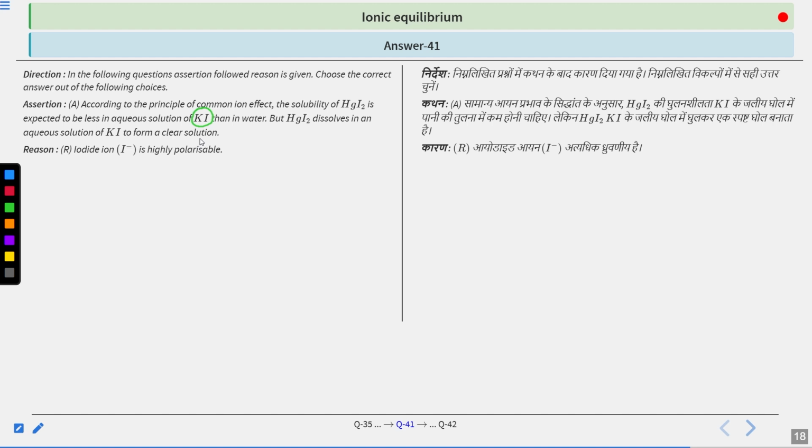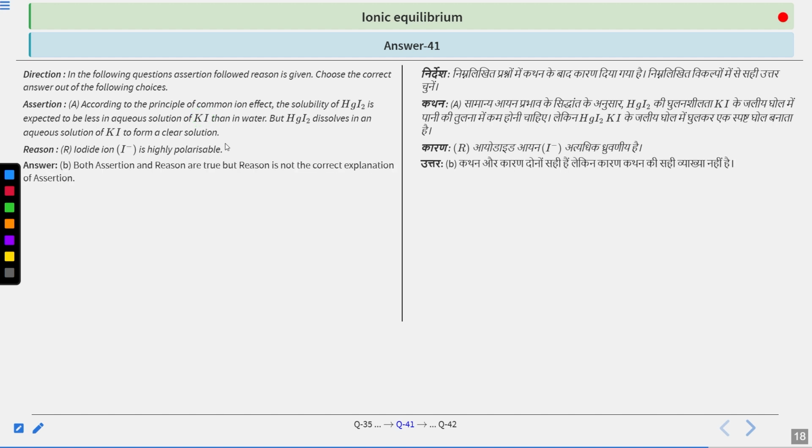And the HgI2 is soluble in an aqueous solution of KI to form a clear solution. So this HgI2 dissolves in an aqueous solution of KI and it forms a clear solution. The reason is that iodide ion is more polarizable. Answer is option number B, that both your assertion, that means statement, and the reason are correct, but the reason is not the correct explanation of assertion.